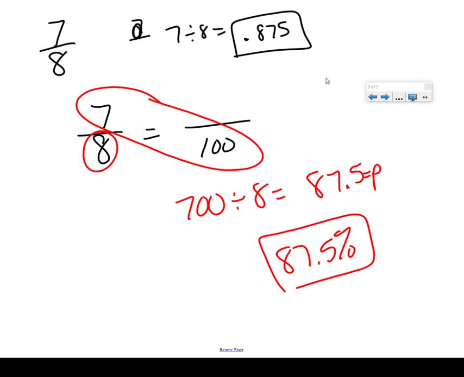Also in my notes that are scanned and uploaded is a table on the last page, page 3, that shows you percent, decimal, and fraction for some of the most common fractions that you'll be dealing with.